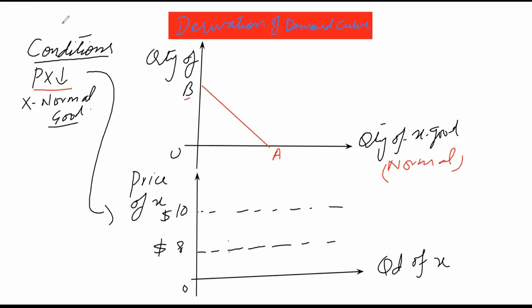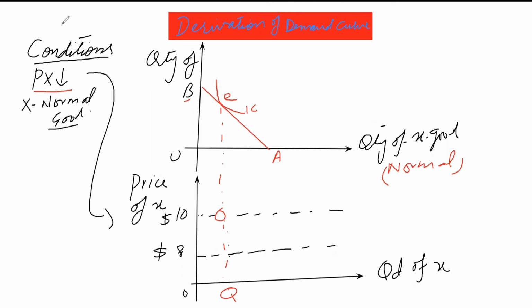Suppose we have an initial price of $10 and it falls to $8, then let's see how it will impact consumer equilibrium and the demand curve. Draw the initial budget line BA and draw an initial equilibrium at point E, and the IC curve is I. So draw a perpendicular to find out quantity. Initially quantity is Q, and we get a point A where the perpendicular from equilibrium intersects price $10.